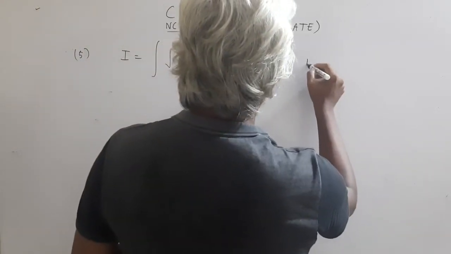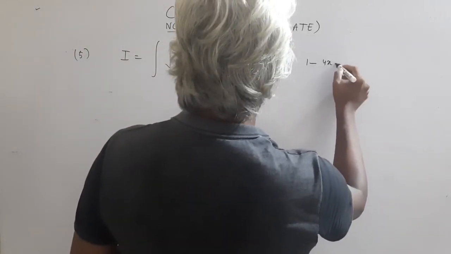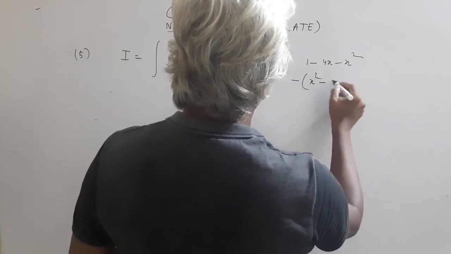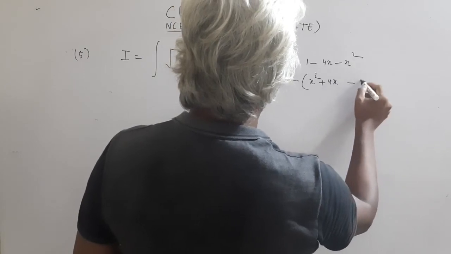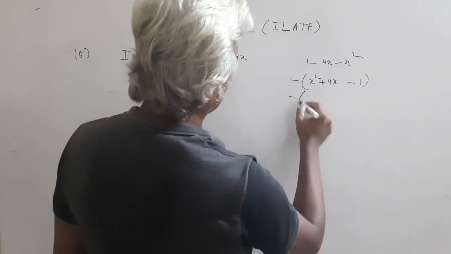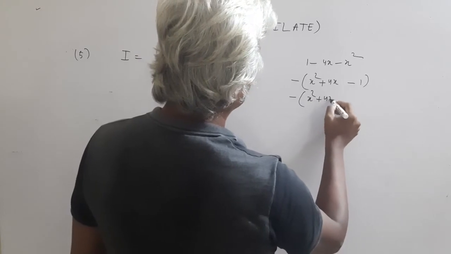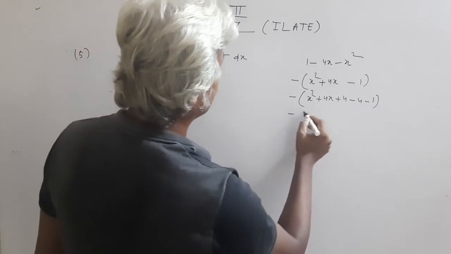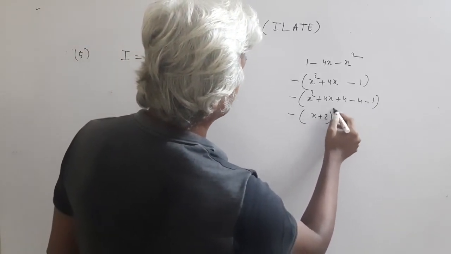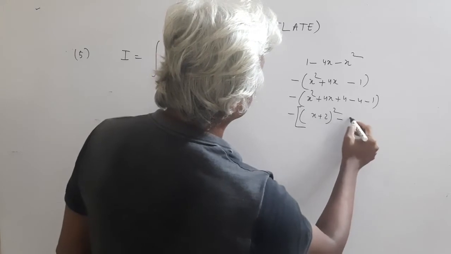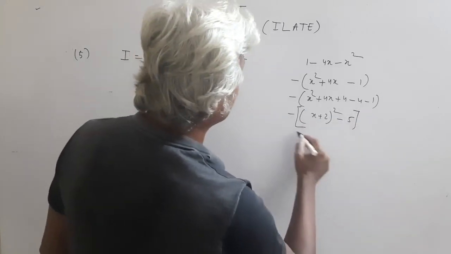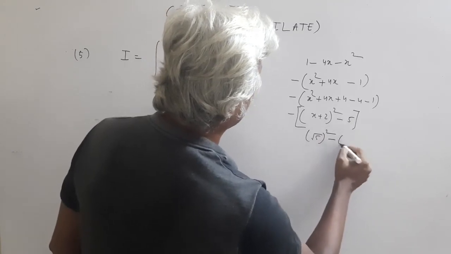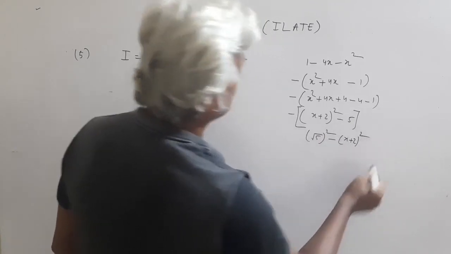So now I write down 1 minus 4x minus x square. Just take minus common. This will become x square plus 4x minus 1. So you write here minus x square plus 4x plus 4 minus 1. This gives you x plus 2 whole square, and this is minus 5. If you keep this minus thing inside, this becomes under root 5 whole square minus x plus 2 whole square.